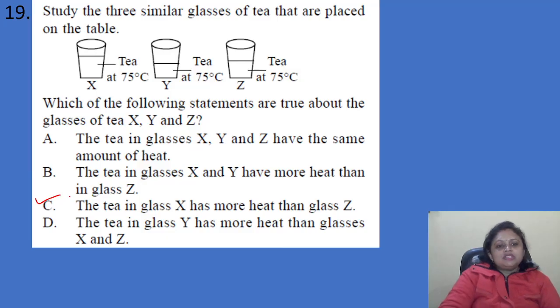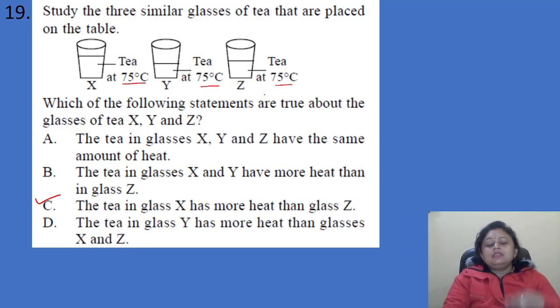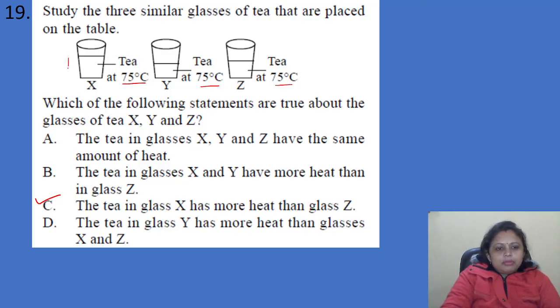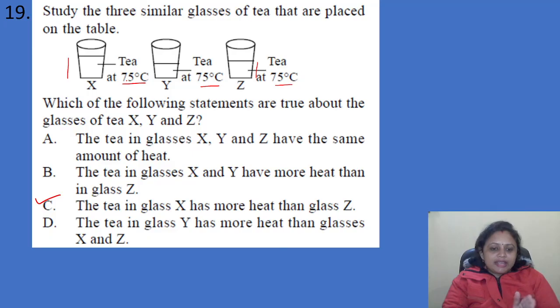See what happens, temperature is the same everywhere, that is 75 degrees Celsius. But the thing is the amount of tea is different. Okay. And the heat depends on the amount also. If the temperatures are the same, and more tea is present, it will possess more heat. Less tea present, it will possess less heat. So in glass X, the maximum amount of tea is present, right? Compared to glass Z, in glass X more tea is present. So the tea in glass X has more heat than glass Z.